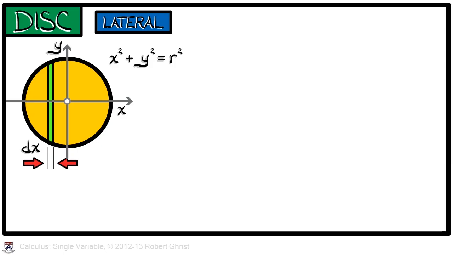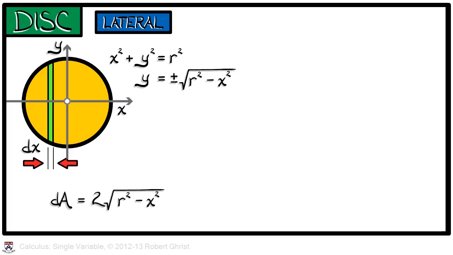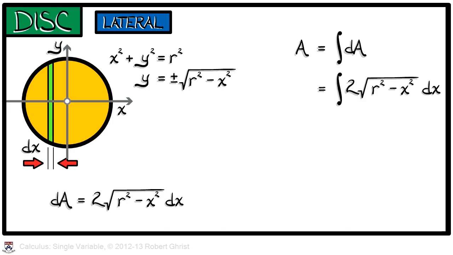Well, the equation of the circle is x squared plus y squared equals r squared. Solving for y gives plus or minus square root of r squared minus x squared. The area element, in this case, is going to be the height, that is twice root r squared minus x squared, times the width, dx. Then we see that integrating to get the area gives the integral of twice root r squared minus x squared dx. Evaluating the limits from minus r to r, what do we get?